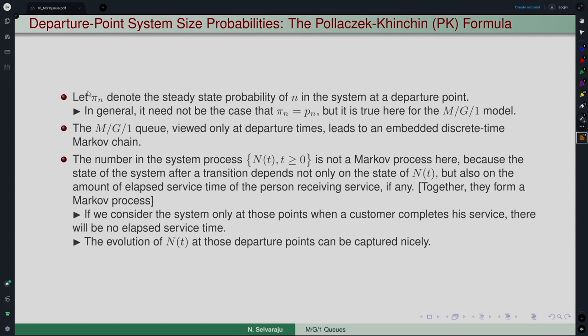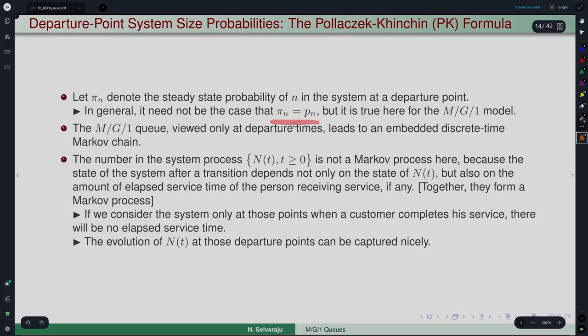Just after the departure, what is the number in the system? That is what we denoted by pi n. One can notice that in general it need not be the case that pi n equals p n. P n is the arbitrary time point probabilities. A n's we considered earlier as arrival point probabilities. Now, pi n in this particular case is what?